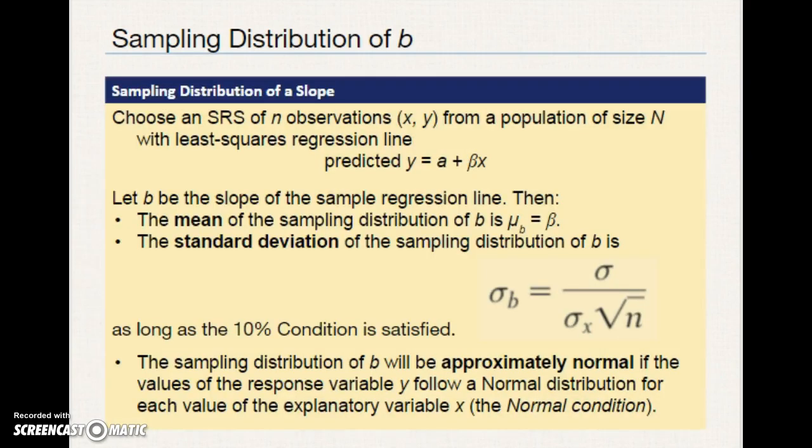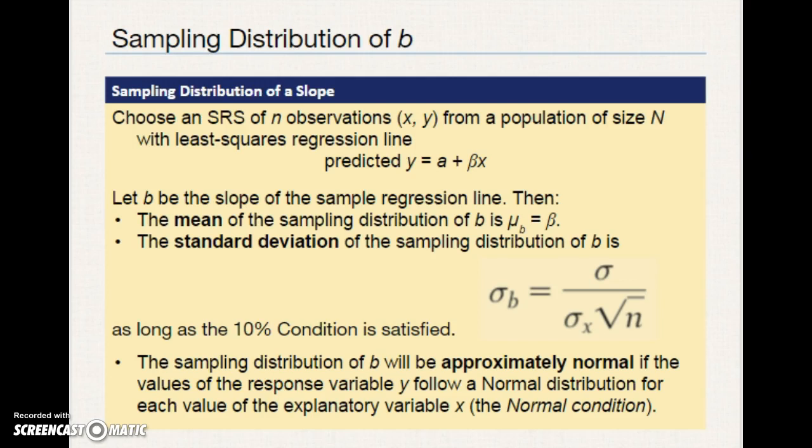Again, this can be found in your textbook, but it just reminds us and summarizes everything that we were just saying in those pictures. So you're always going to be choosing a simple random sample of a certain size, and you're going to be trying to make a least squares regression line. And again, b stands for your slope, and that's an estimate of beta, the slope of the population.